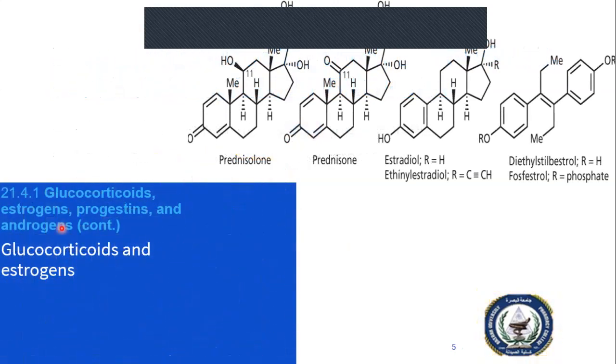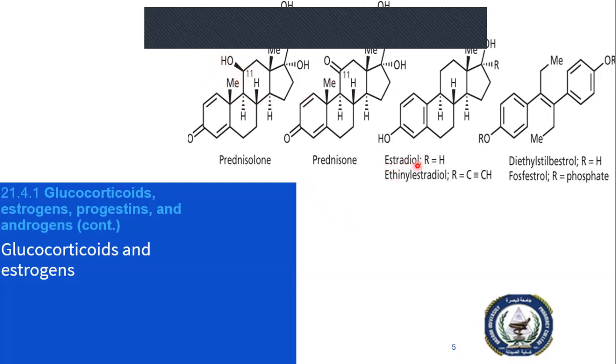These are the structures for the medications that we just mentioned. You see here the prednisolone and the prednisone and their structures, and as we said, prednisone is a prodrug for prednisolone. So prednisone has a carbonyl group at carbon number 11, which gets reduced to a hydroxyl group, an alcohol.